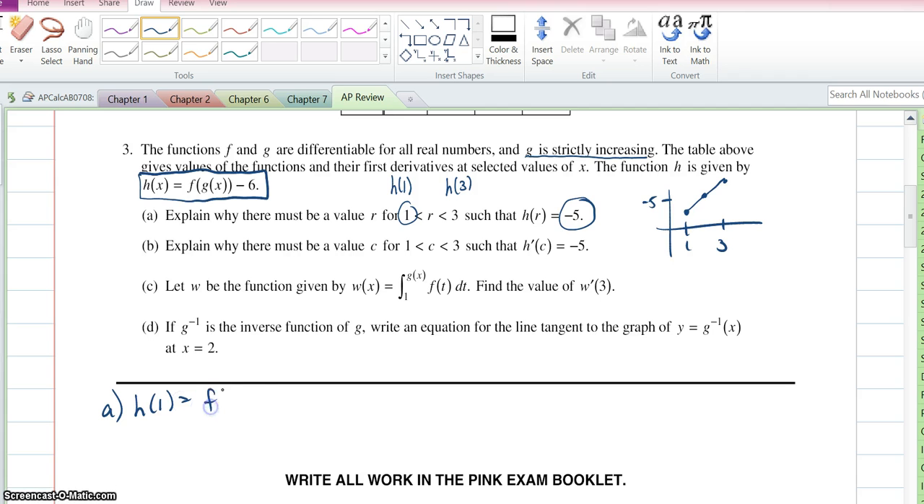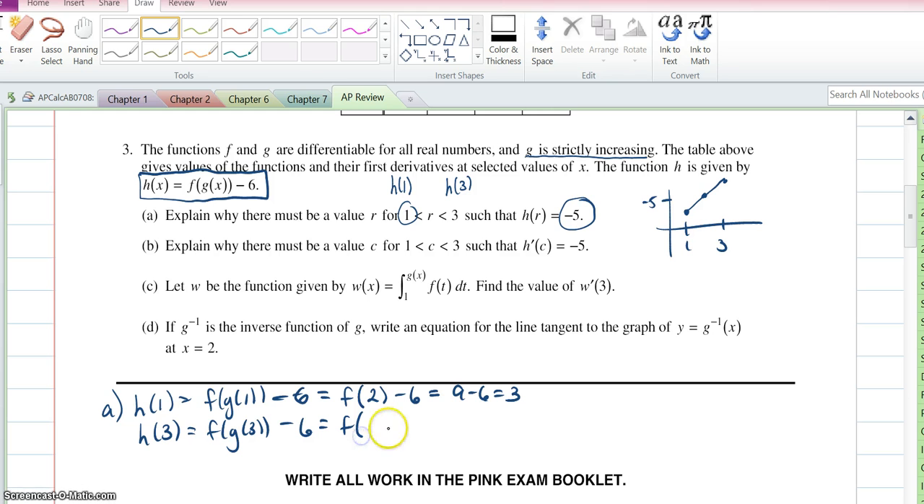So just plug into that function, so f of g of 1 minus 6. And just figure out what those values are from the table. So g of 1 from the table is 2, so we get f of 2 minus 6, and then f of 2 is 9, so we get 9 minus 6, which is 3. Do the same thing for h of 3. So you get f of g of 3 minus 6, and g of 3 is 4, so you get f of 4 minus 6. F of 4 is negative 1, so negative 1 minus 6 is negative 7. So sure enough, in between these two values is the number negative 5.